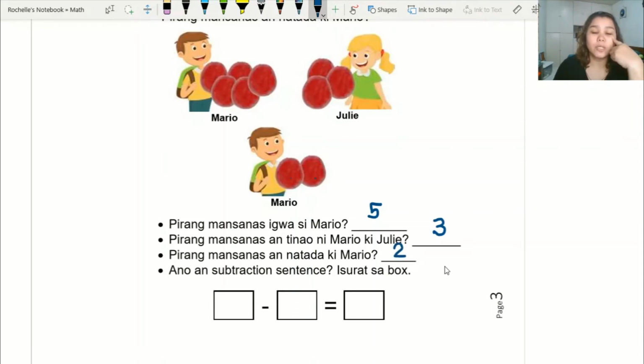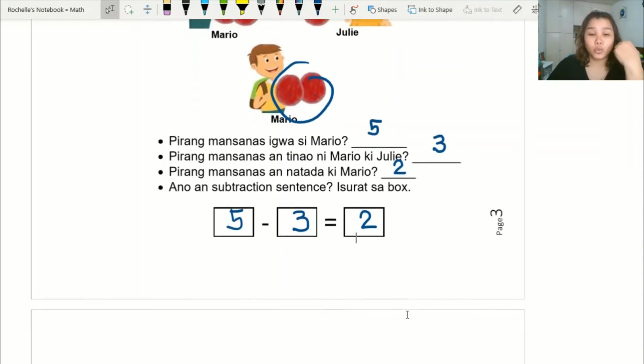So, ano ang subtraction sentence? Isulat sa box. So, for the first box, ito yung dapat mo na original. How many apples does Mario have initially? So, ito, which is 5. Minus, how many were taken away? Because they were given to Julie. So, this is 3. So, 5 minus 3 equals, how many are left? Ito, this is 2. So, to complete the subtraction sentence, we have 5 minus 3 equals 2.